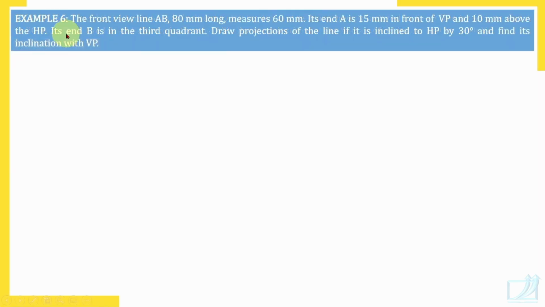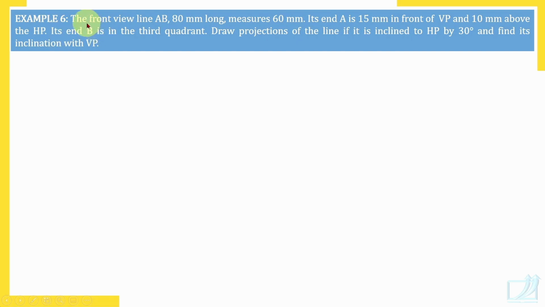Read this problem. Front view of line AB 80 millimeter long. Let's write the data immediately. True length is 80. EL, that is the front view length, is 60. Theta is 30 degrees. Watch here. Front view of line AB.